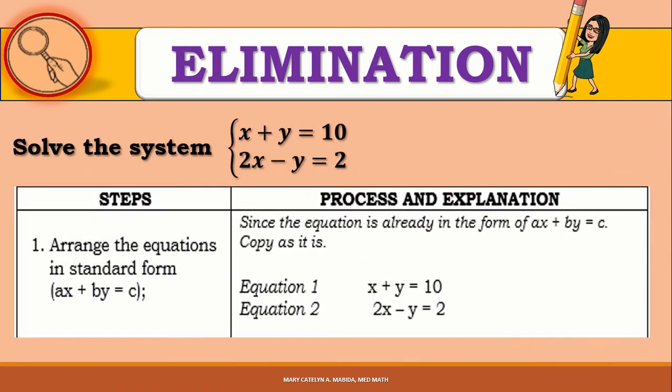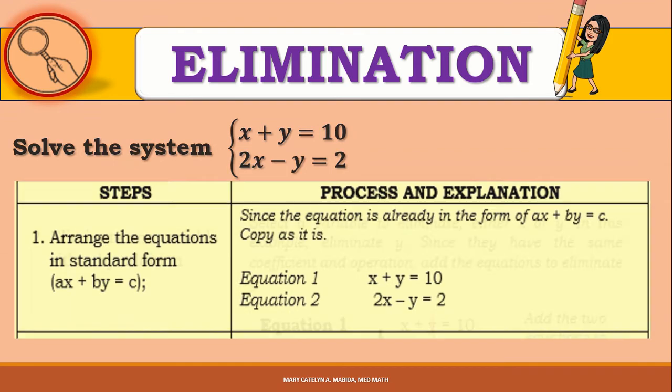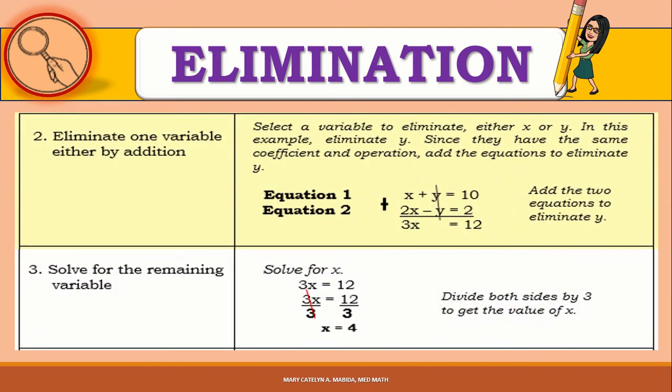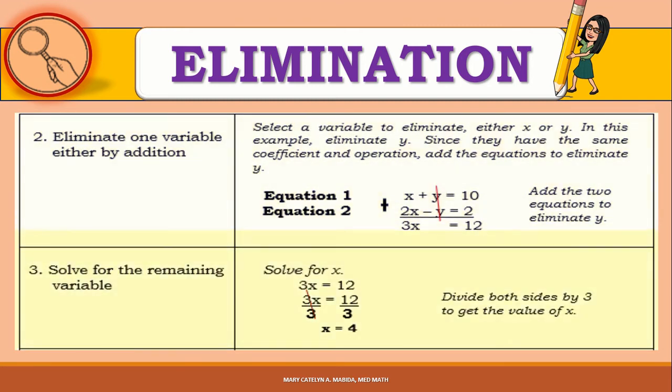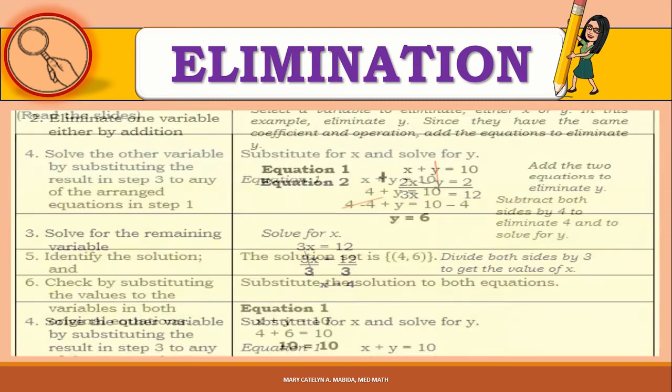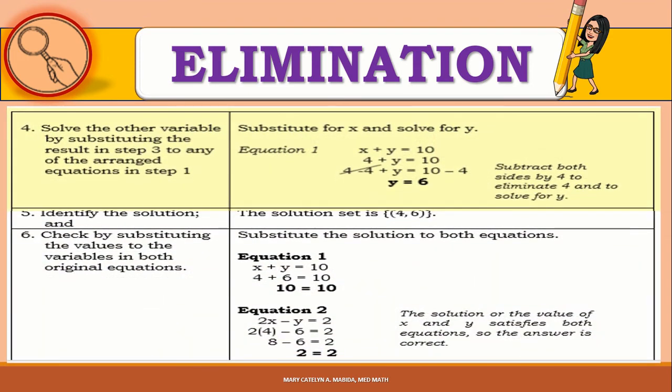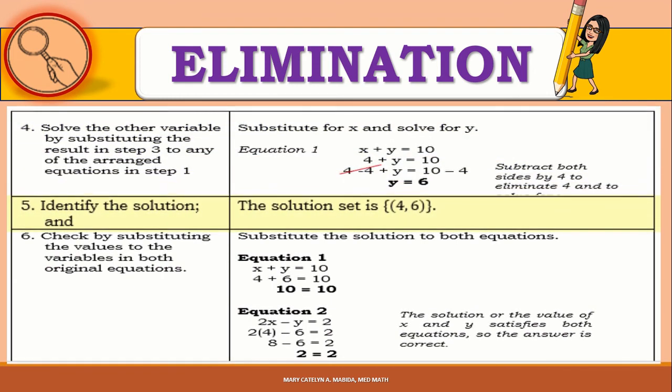Going to our second example, we arrange the equations in standard form. We have equation 1, x plus y is equal to 10, and 2x minus y is equal to 2. Next, we are going to eliminate our y. Since they have the same coefficients, we don't need to multiply them with any number. And we get 3x is equal to 12, or x is equal to 4. Now we substitute the value of our x, which is 4, to get the value of our y, which is 6, and we know that the solution set is 4, 6.